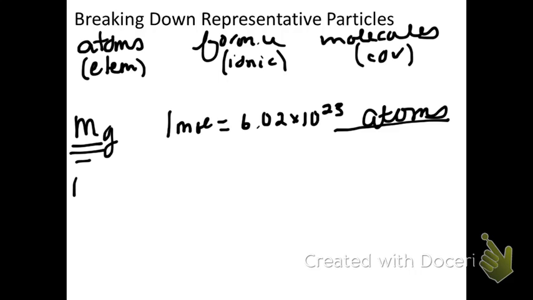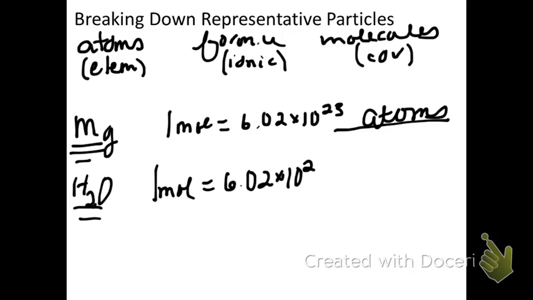On the other hand, what if I gave you water? Okay, and I said 1 mole of water is equal to 6.02 times 10 to the 23rd what? Well, water is not an element. Water is made up of hydrogen and oxygen. They're both nonmetals, so it's covalent. It's equal to 6.02 times 10 to the 23rd molecules.